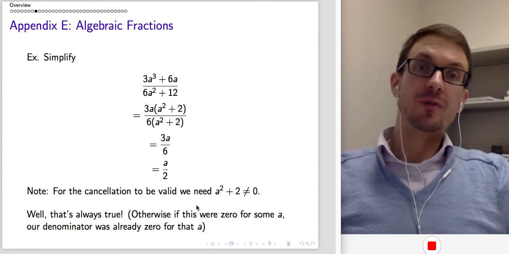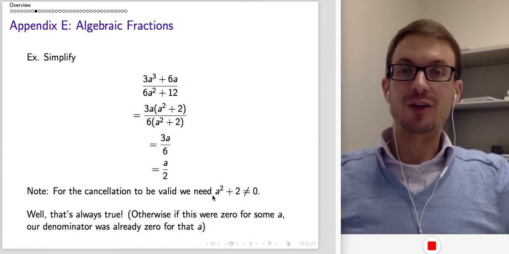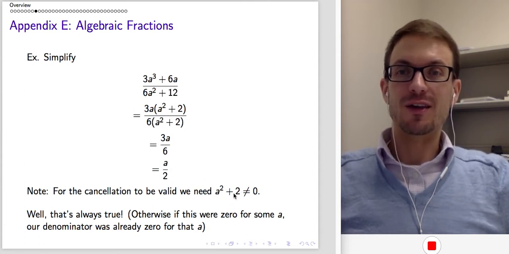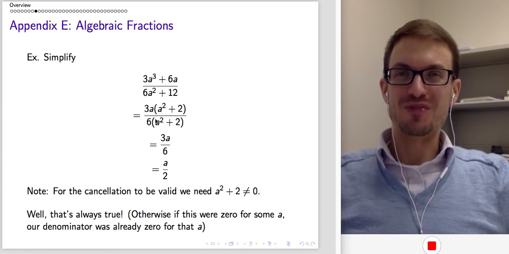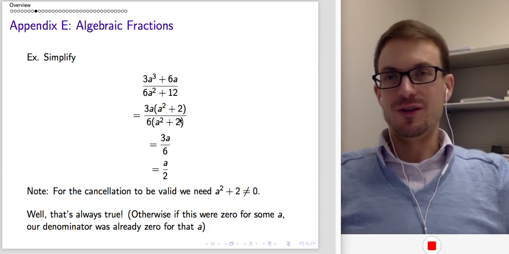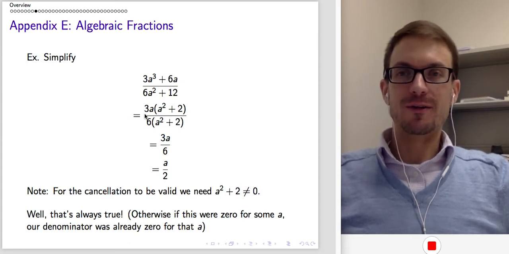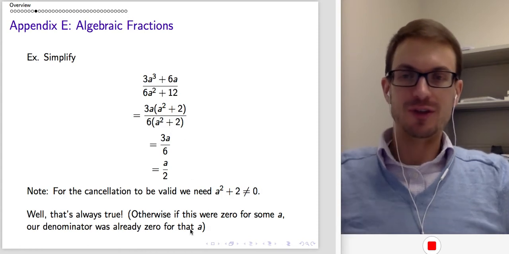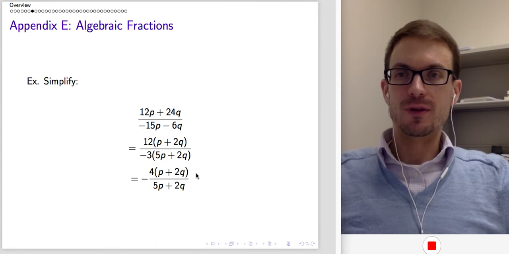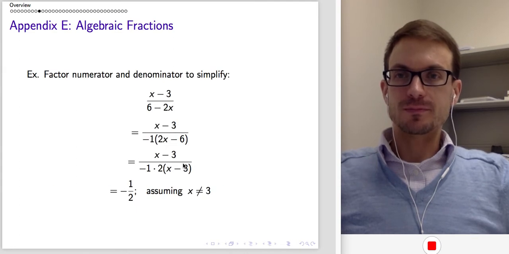And here's the other cool part. In order for this cancellation to be valid, we need to be the case that this expression, a squared plus 2, is never 0. Why? Well, that appears down here in this denominator, and if this were ever 0, then at those values, that would make it 0, the entire thing would be undefined. Of course, that doesn't happen here. A squared plus 2 is always positive. We don't have to worry. It's always true.